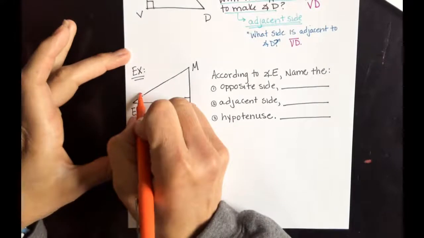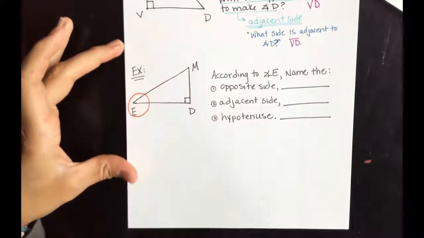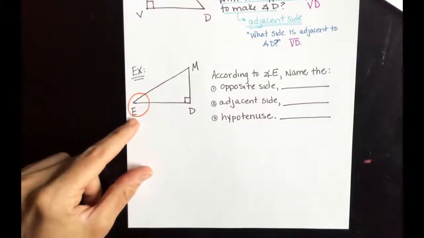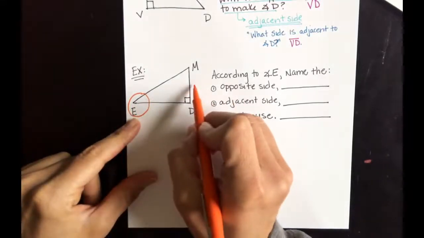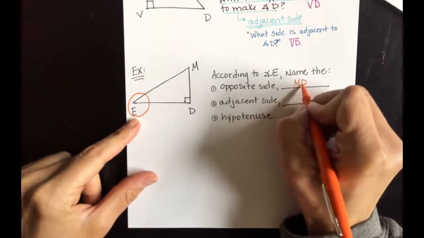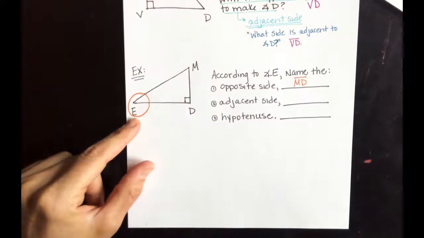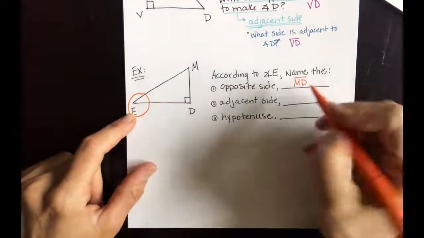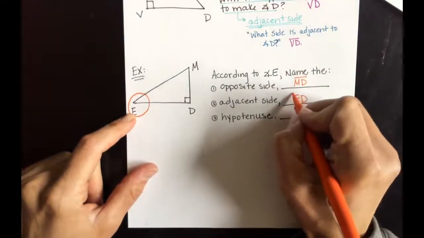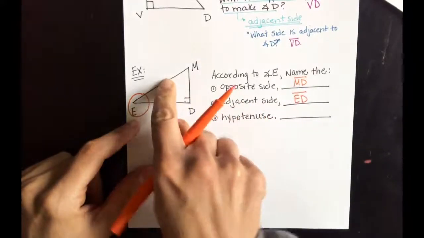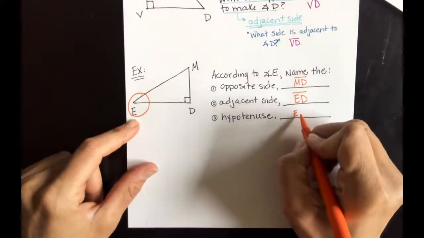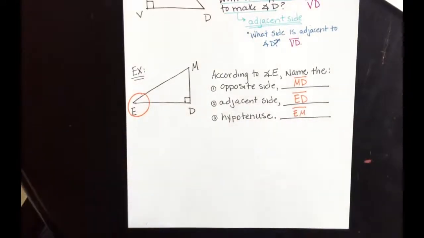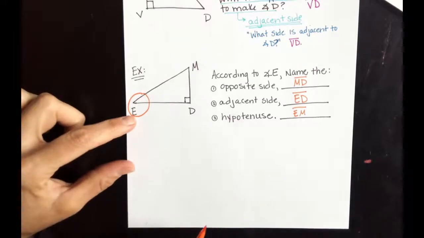Let's take a look. If we're at angle E, so now look at kind of the strategy I'm using here. I'm circling angle E. When I go across from it, you are correct. MD should be the opposite side. Our adjacent side should include the letter E, so we would have ED, and our hypotenuse is always opposite the right angle, and that is EM or ME, the way the two of you typed it in, so that's absolutely correct. Well done.